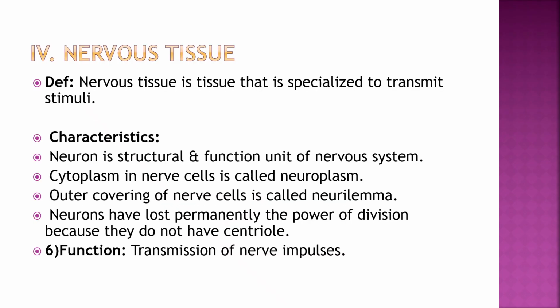Fifth is nervous tissue. It is a specialized tissue which transmits stimuli. In characteristics, the neuron is the structural and functional unit of the nervous system. The cytoplasm present in the nerve cells is called neuroplasm, and the covering is called neurolemma. Neurons have permanently lost the power of division because they do not have a centriole, so they do not divide, and the function of the neuron is transmission of nerve impulses.